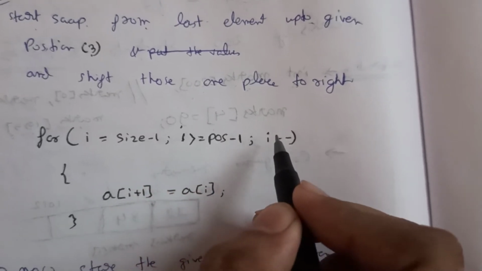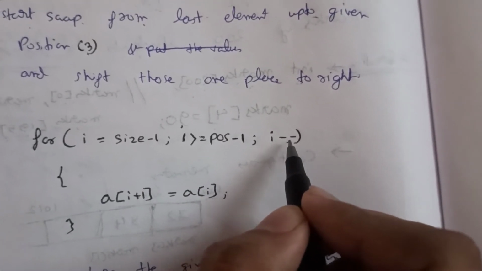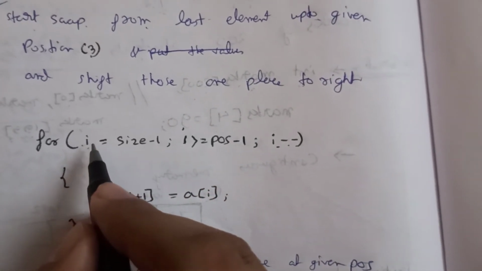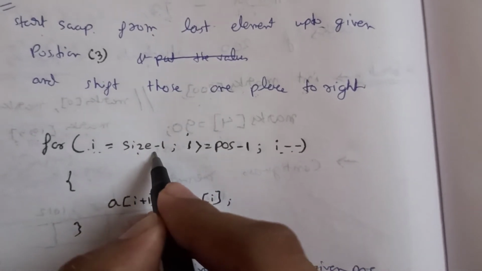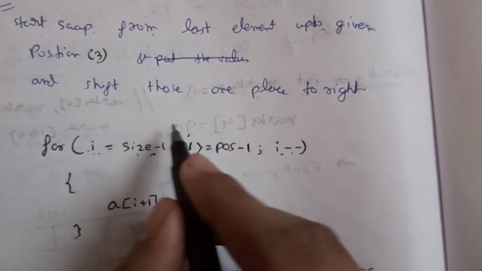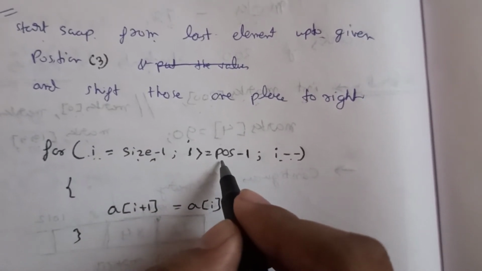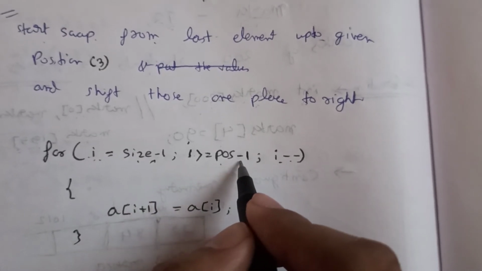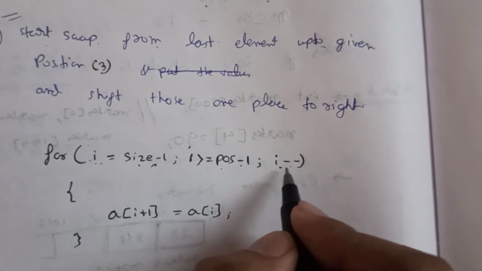Now we are decreasing it. We are traversing the array from the end, so we are taking i minus minus. At the initial stage the value of i will be size minus 1, and it will run up to the value position minus 1. So where i is greater than or equal to position minus 1, it will run, and i is getting decreased on every step.